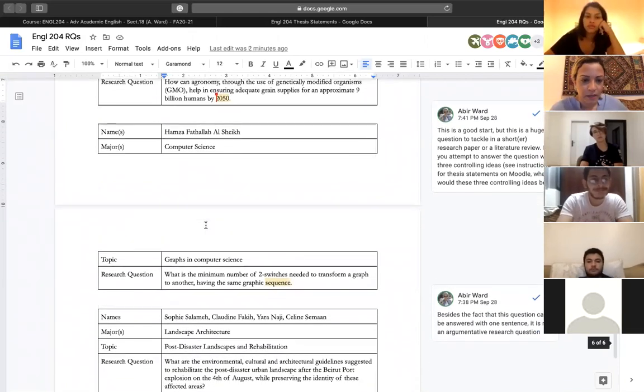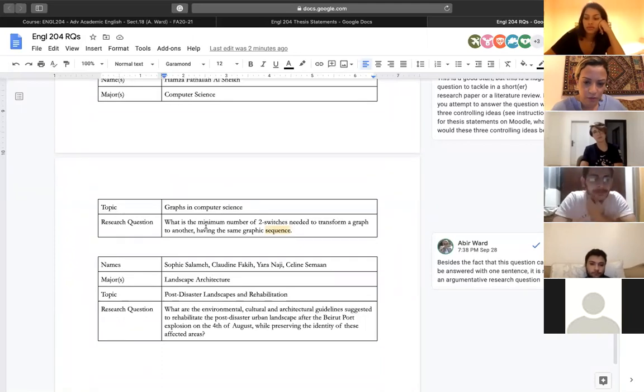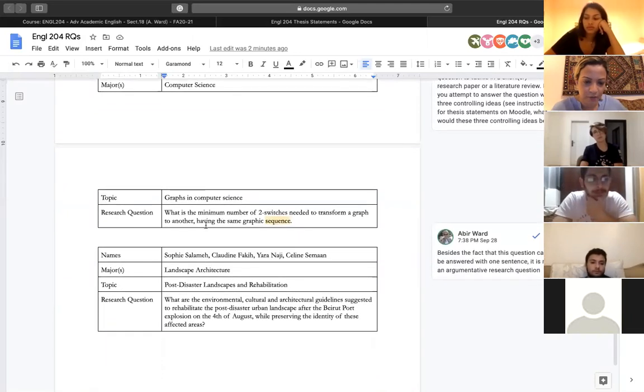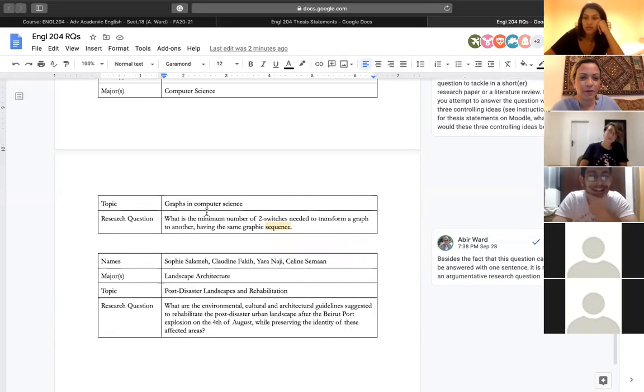Okay. What is the minimum number of 2 switches needed to transform a graph to another having the same graphic sequence? Hamza, I'm very sorry to tell you that I didn't understand a single word. No, actually, I understood what, to, is, to, the, minimum. Okay.